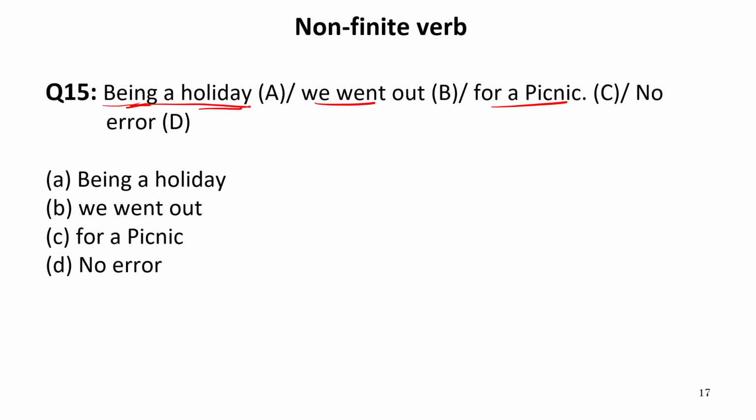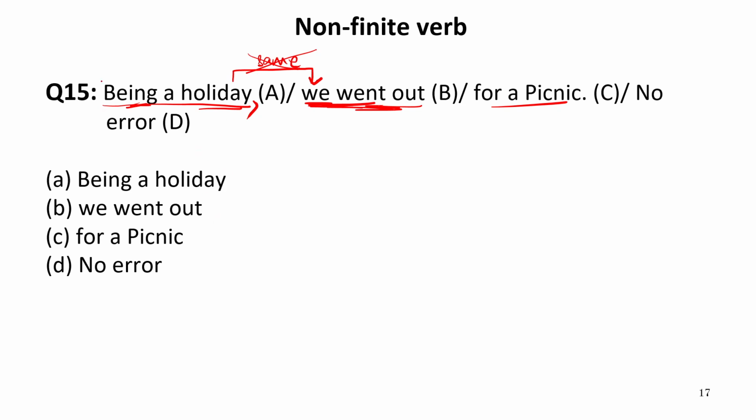This is the first clause of the sentence. After that we have "we went out." So this is also for the same person we are talking about. So being a holiday, we went, it means the holiday and we, both of these, are the same. Now just think, is it really possible that the holiday and we are the same? No, this is not true. Therefore, these two are not the same. It means there is a mistake in this sentence.